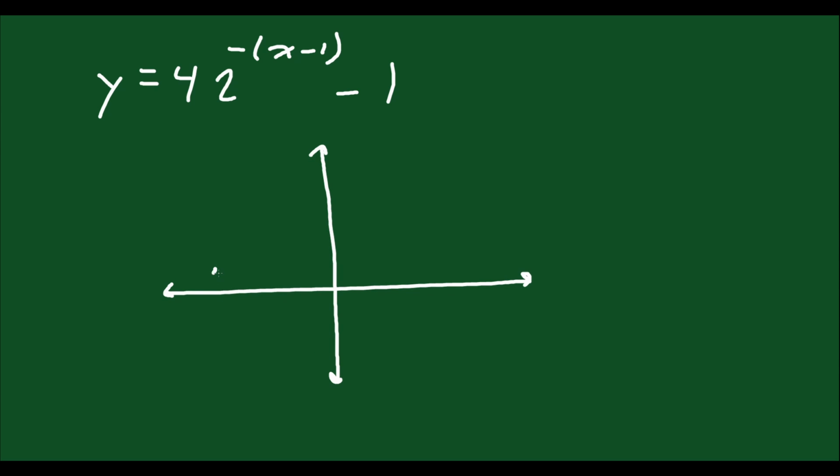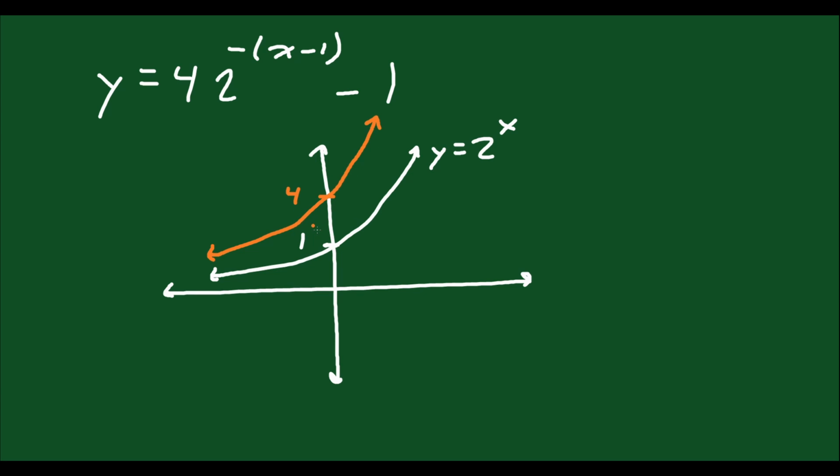We'll start with the parent function, y equals 2 to the x, which has a y-intercept of 1, and we'll start applying one transformation at a time. If you recall, we always apply our stretches, compressions, and reflections first. So let's start with the 4 on the front. This vertical stretch by a factor of 4 is going to make our shape 4 times as tall everywhere. It's going to look like this, with a y-intercept of 4 now. So that's y equals 4 times 2 to the x to start.